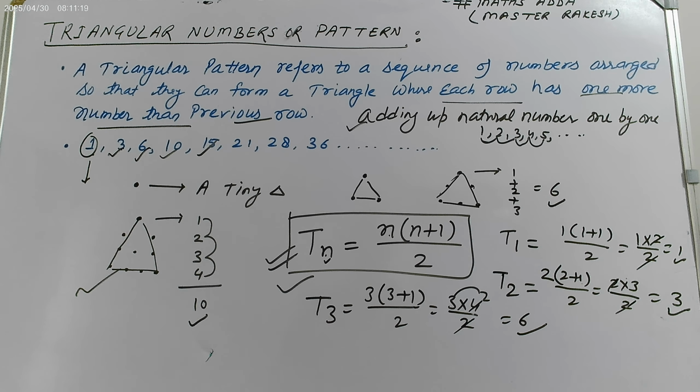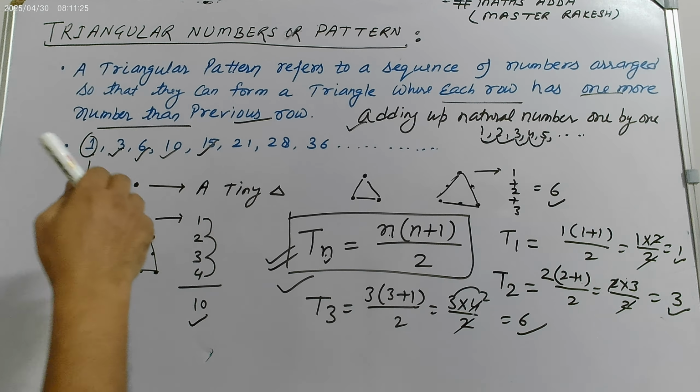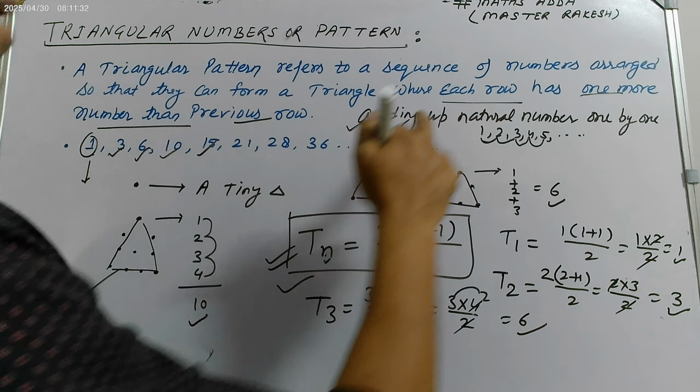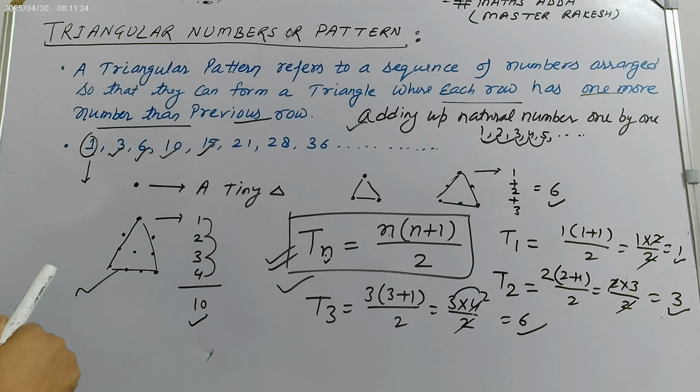This is one of the important patterns. Do remember Tn equals n into n plus 1 upon 2. This is for the bigger classes. Otherwise, if you are in small classes, like class 6, you should remember 1 3 6, adding up natural numbers one by one, you will get triangular numbers. So this is the triangular number pattern.